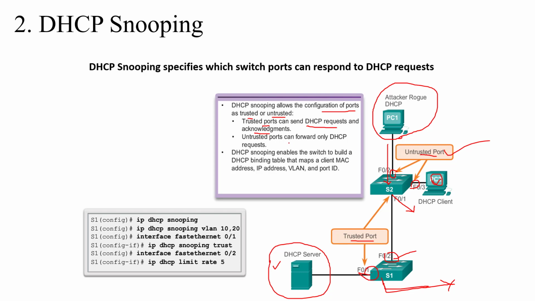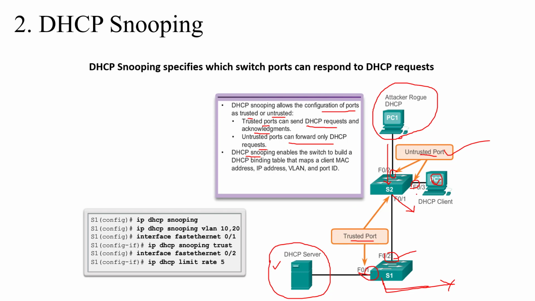Untrusted ports can forward only the DHCP request. They cannot forward acknowledgements or anything else. Even a reply they cannot give. They should not give any reply. So you can avoid the DHCP snooping problem by using this particular concept.